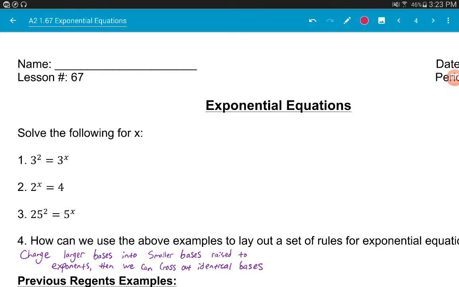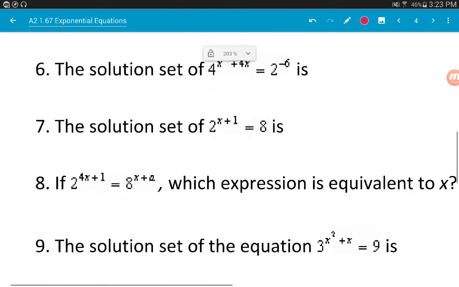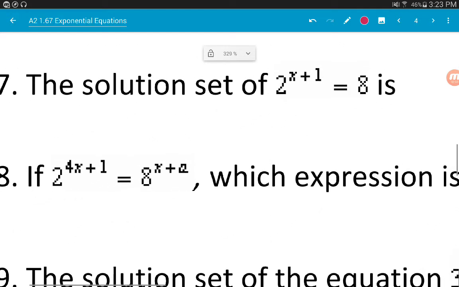So let's pull a question from the front of the page. The problem is that the bases are not always going to be equal. But here's the equivalence that allows this to work.